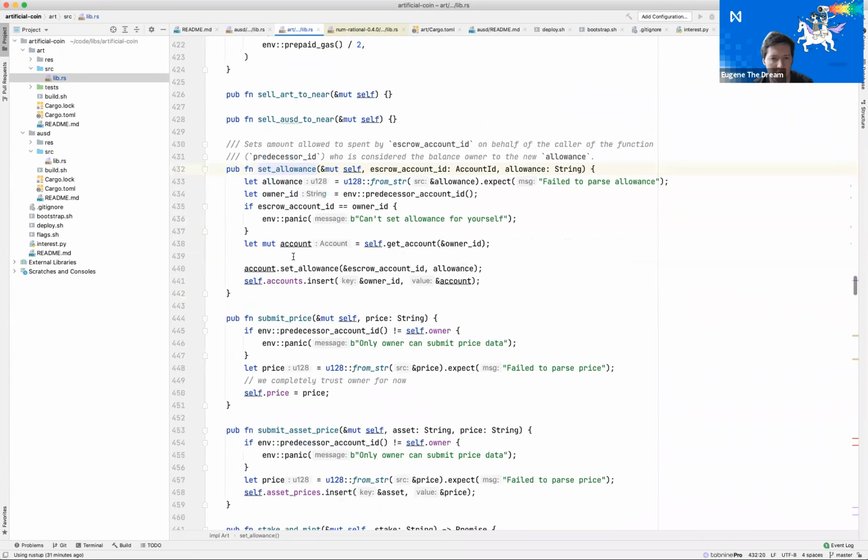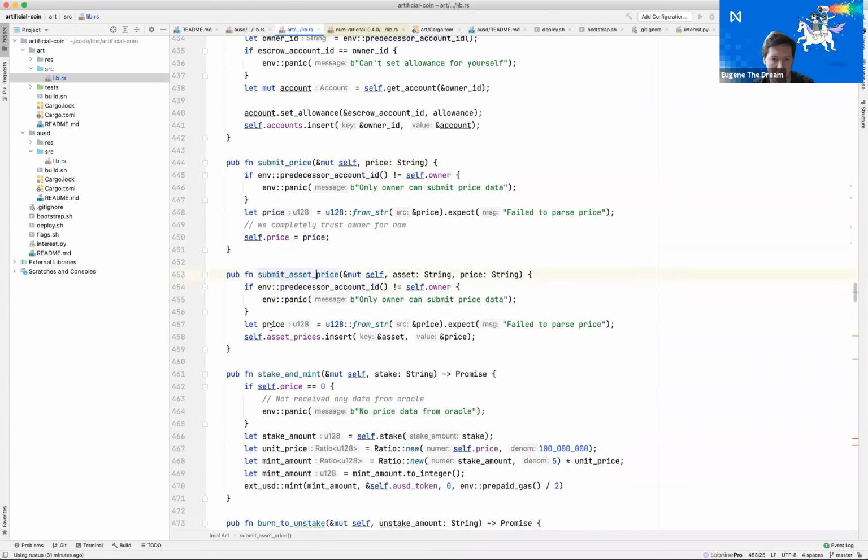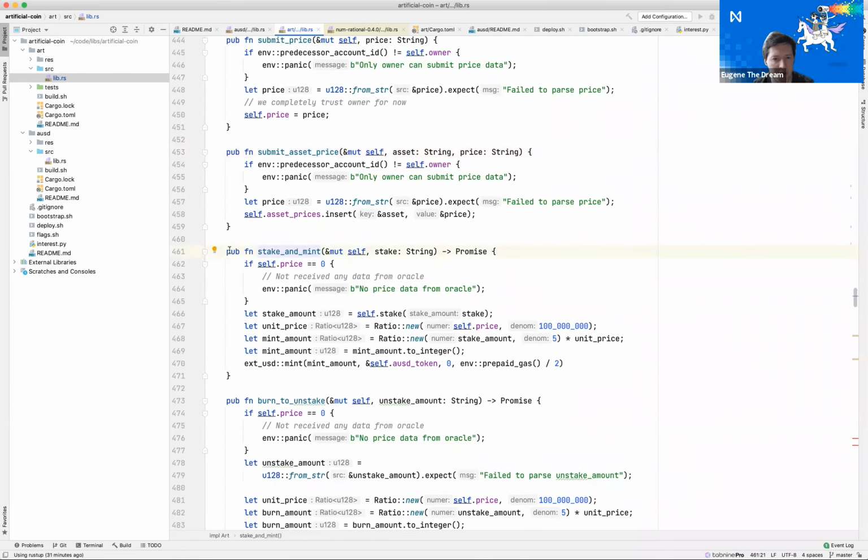Now set allowance. This is common, submit price. So we verify that the predecessor is the owner, and then we set the price of AUSD, and we can submit the asset price as well by the owner. Now stake and mint. You say how much you want to stake. So we call stake, then we divide by the unit price. And that's how much we mint of AUSD.